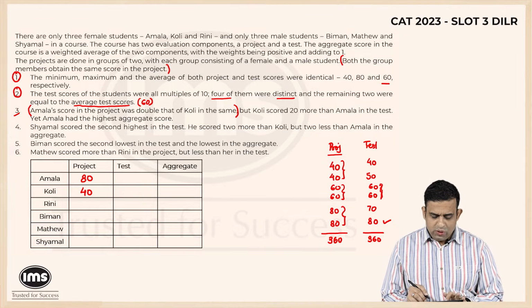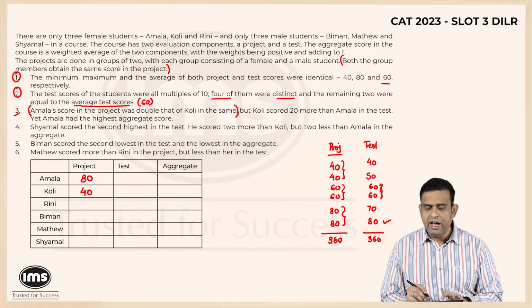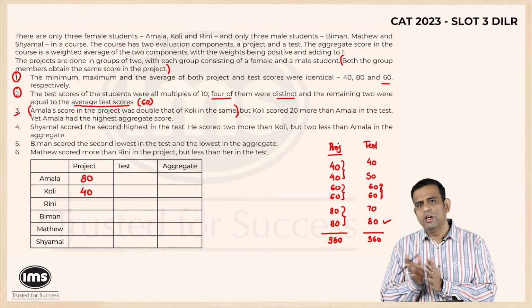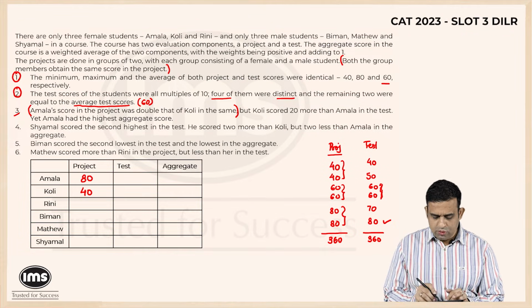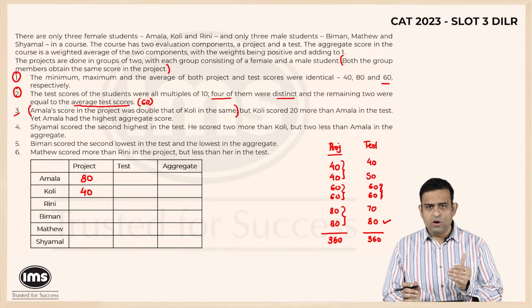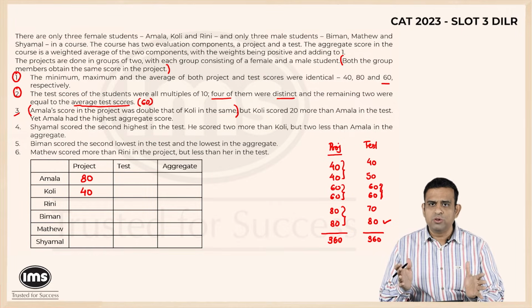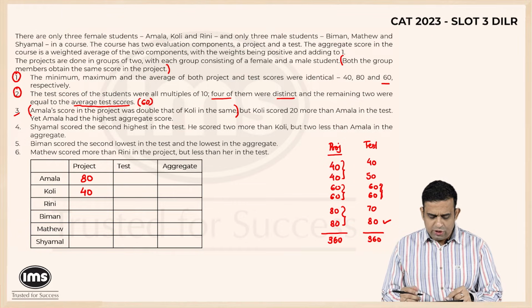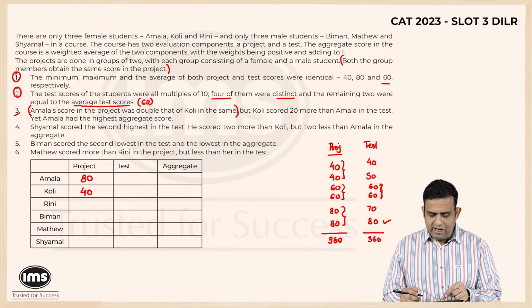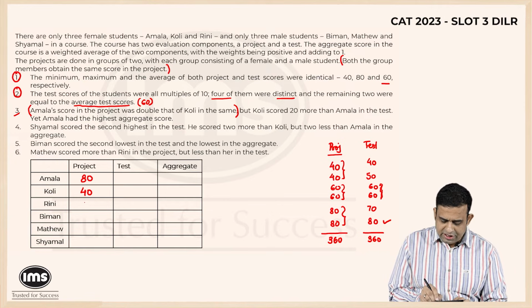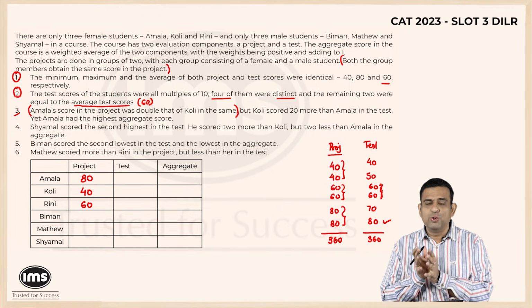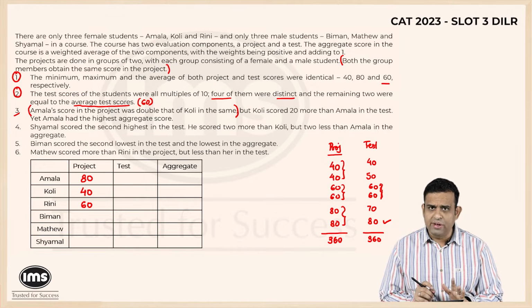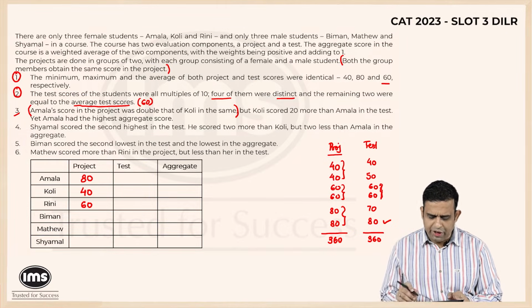Now we know that the 2 girls have scored an 80 and a 40, and they are part of different groups. The third person, Rini, is also going to be part of a different group. So the 3 girls, Amla, Kohli and Rini, are part of 3 different groups, and the groups have scored 40, 60 and 80. So if 2 of the groups have scored 80 and 40, the third group must have scored 60. So right now I can also put the score of Rini in the project, which comes out to be 60. So we have used this particular point.